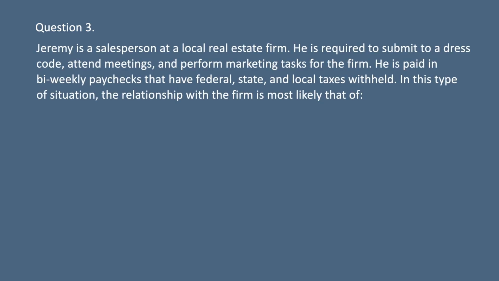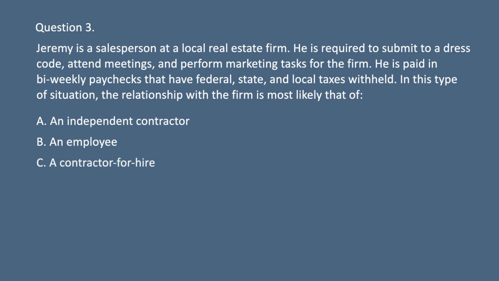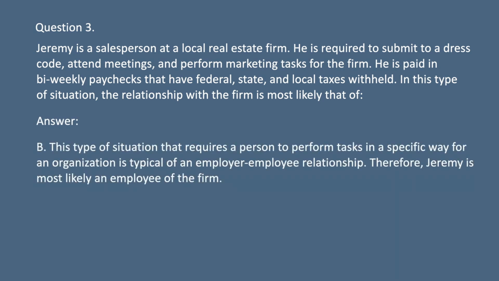Question 3. Jeremy is a salesperson at a local real estate firm. He is required to submit to a dress code, attend meetings, and perform marketing tasks for the firm. He is paid in bi-weekly paychecks that have federal, state, and local taxes withheld. In this type of situation, the relationship with the firm is most likely that of A. An independent contractor. B. An employee. C. A contractor for hire. D. A manager.